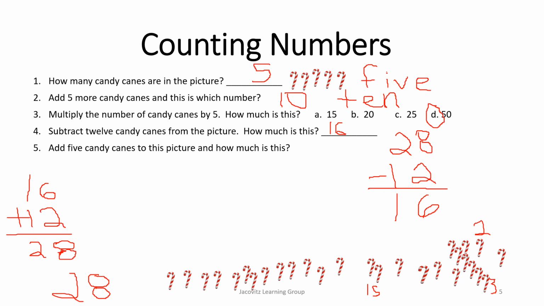Add 5 candy canes to this picture, and how much is this? Here's your math here, 16 plus 5. If you're good at doing mental math and doing it in your head, 6 and 5 is what? 11. Little 1 up here, add 1 and 1 is 2, 21. How do you know you're correct? If you count on your hands, you know you got it correctly. How else? You can count here and start at 16 and then add these 5. 17, 18, 19, 20, 21.